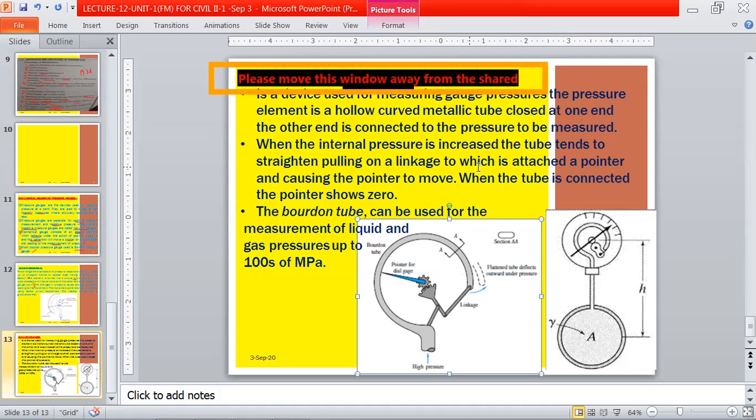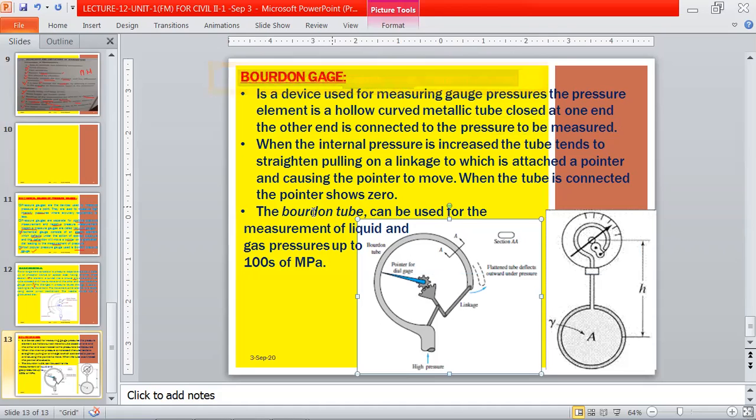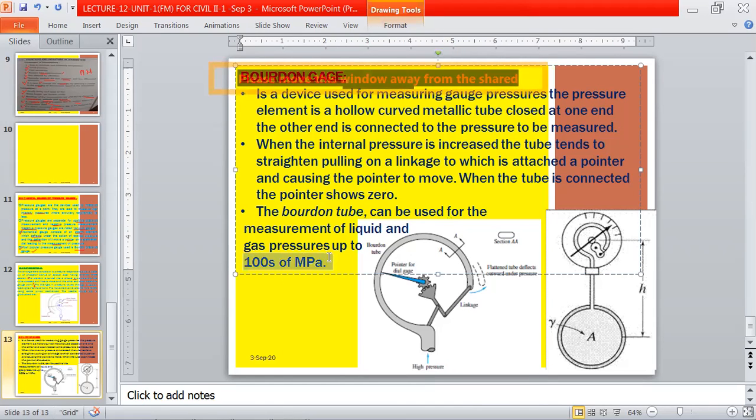When the internal pressure is increased, the tube tends to straighten, pulling the linkage to which the pointer is attached and causing the pointer to move. When the tube is connected to atmosphere, the pointer shows 0. The Bourdon tube can be used for measuring liquid and gas pressure up to 100 megapascals. So the Bourdon tube mechanical gauge is used for measuring liquids and gases respectively. These are used for this type of devices. Understood?